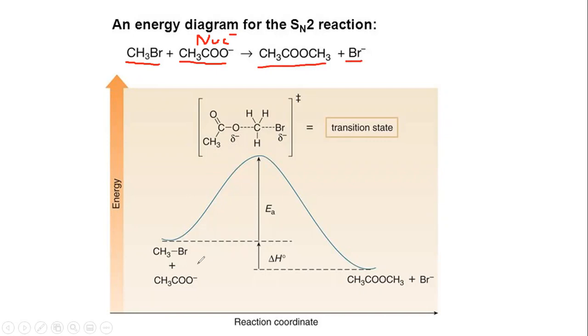So again, we start with the reactants. As we get up to the transition state, this carbon-oxygen bond starts to form, the carbon-bromine bond starts to break, and then we roll downhill to get to our products. Again, these are generally exothermic reactions.